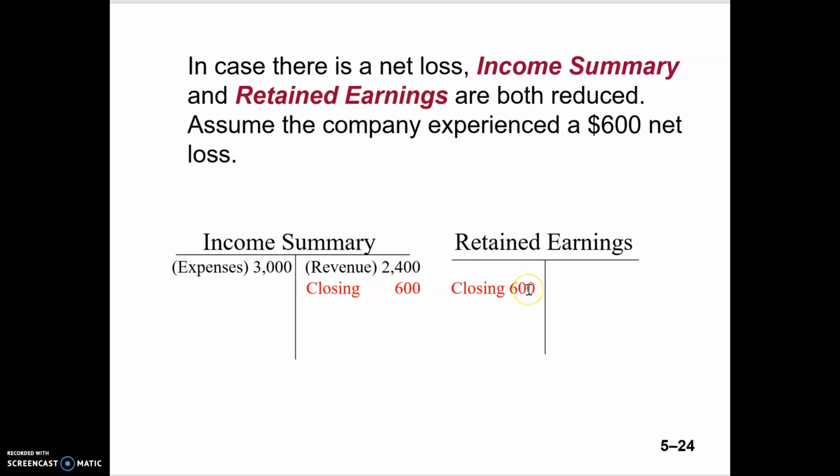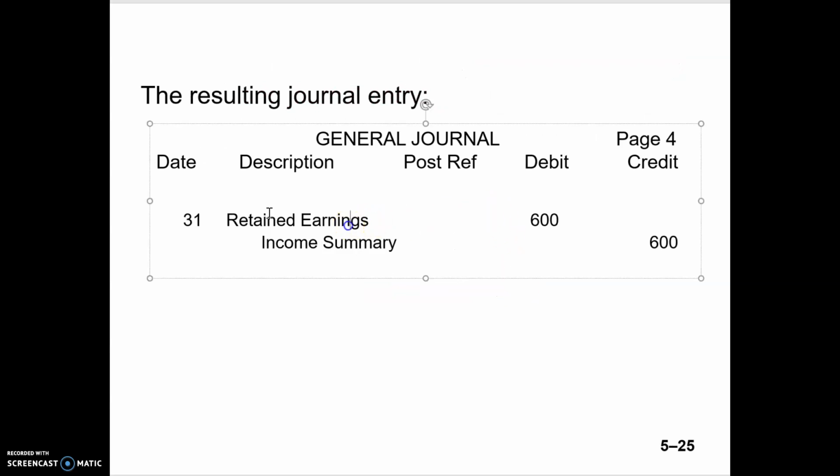Our debit will be to retained earnings. Retained earnings has a normal balance of credit, so if we debit retained earnings, we're making it go down, and a net loss will make retained earnings go down. So if that's the case, this would be our journal entry. Debit retained earnings for the amount of the net loss, credit income summary for the amount of the net loss.